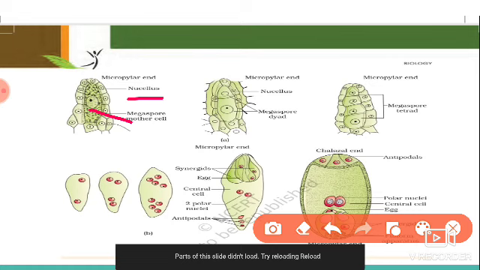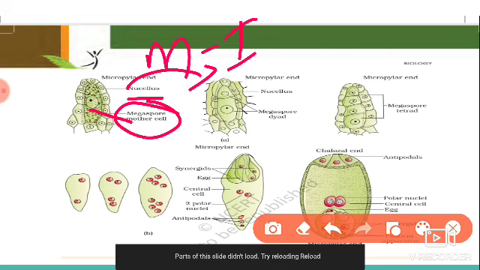Okay, a large prominent nucleus is present here. This is the megaspore mother cell, and this megaspore mother cell will undergo meiotic division, the first meiotic division or meiosis 1.